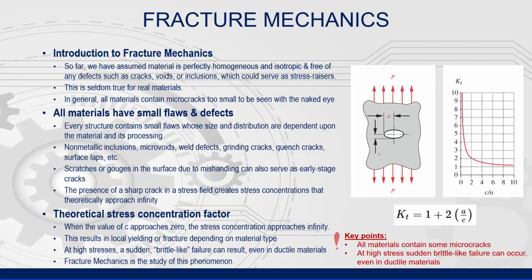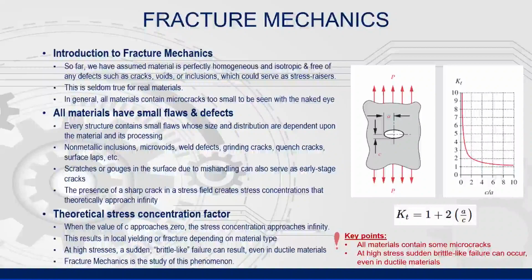So far, we have assumed that all the materials under consideration in our analyses are perfectly homogeneous and isotropic and free of any defects such as cracks, voids, or inclusions, which could serve as stress raisers. In reality, this is almost never the case. In general, all materials contain microcracks too small to be seen with the naked eye. Depending on the ways in which the material has been processed, every machine member has some type of flaw that can become a point of stress concentration.